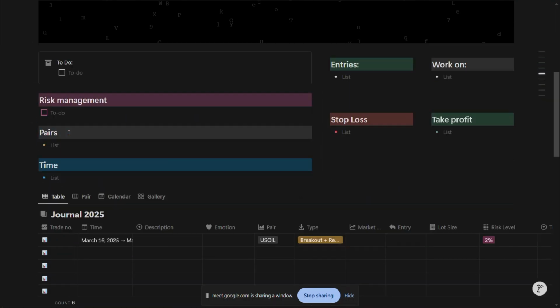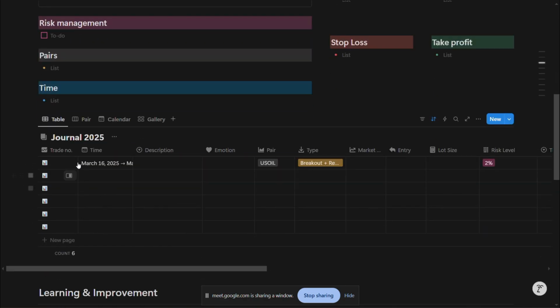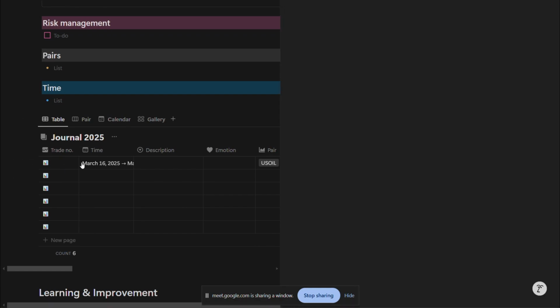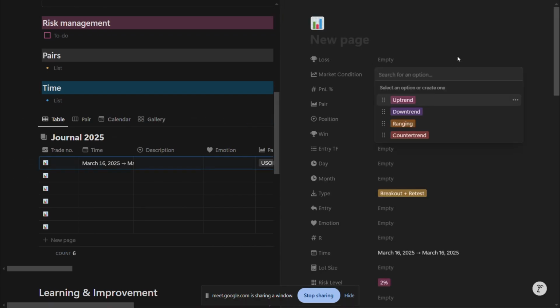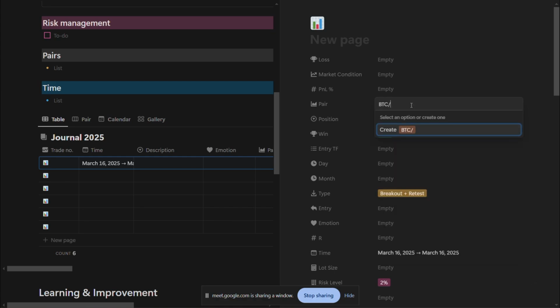The first part here is your trading system: your risk management, pair, time, entry, stop loss, move on, and take profit. It's your journal. Now you have all these: market condition, US oil. Let's say you add US oil, you can just add it over here. Or maybe you trade BTCUSD, you can just add it by yourself.